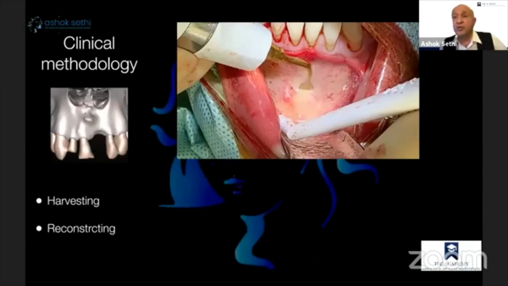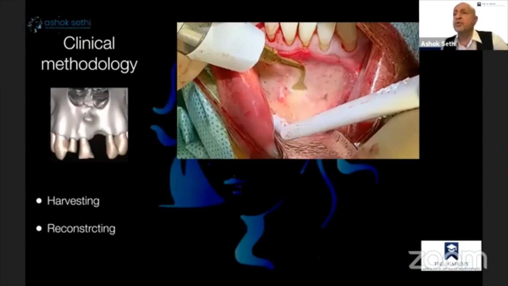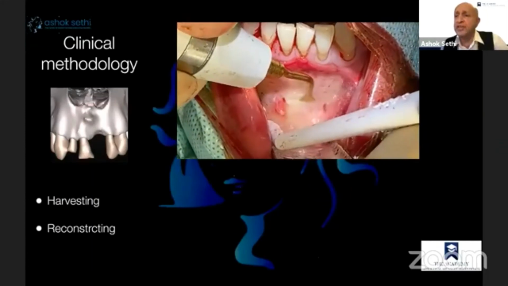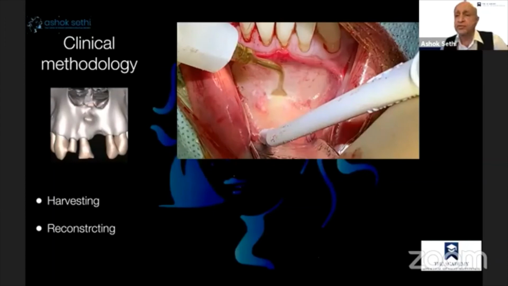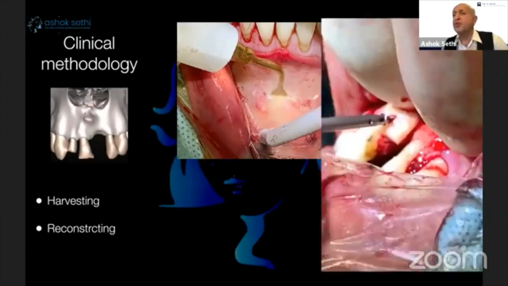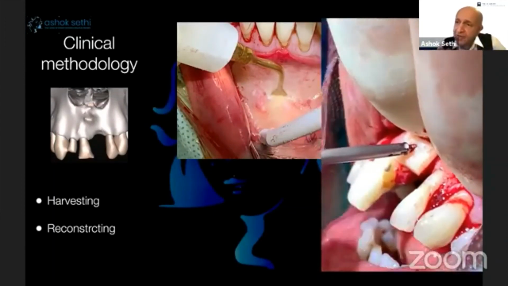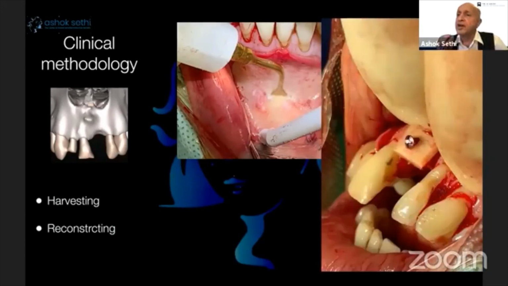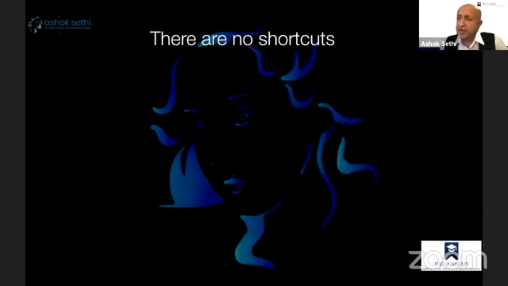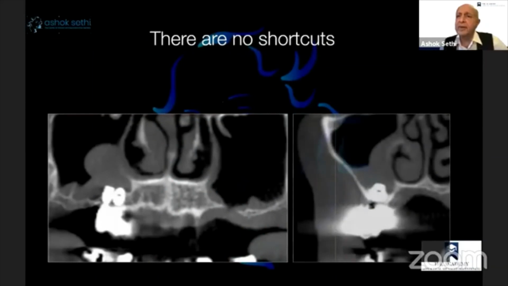So we will show you how to safely harvest bone from either the chin or the ramus, depending on the situation. We will show you how to shape it and secure it into place with or without the use of any membranes. And that is, by the way, the best biomaterial there is, autogenous bone. There are no shortcuts in this. We have to do this properly.